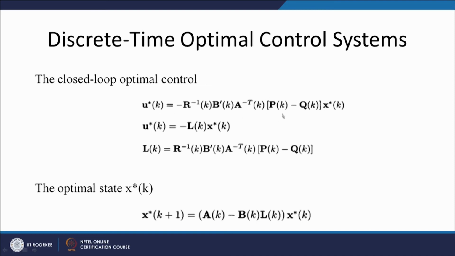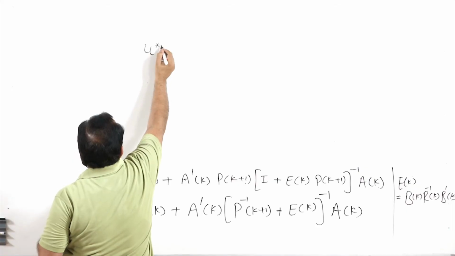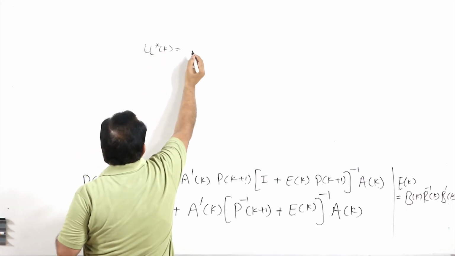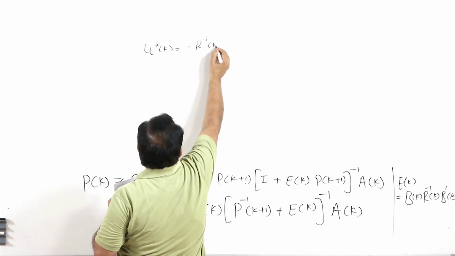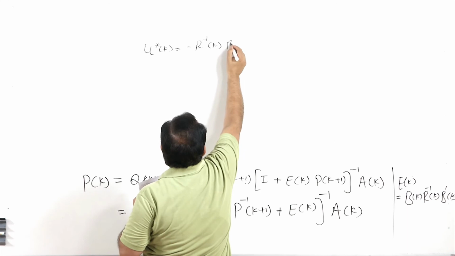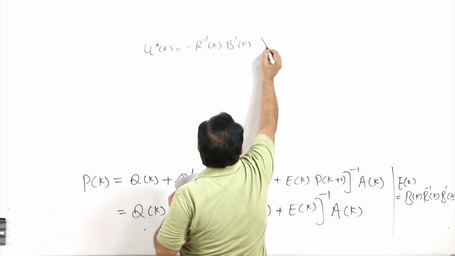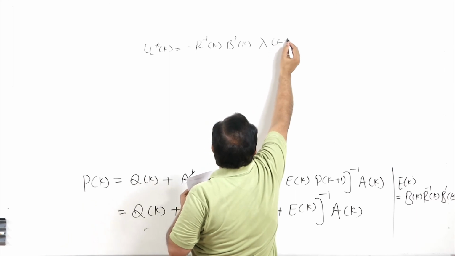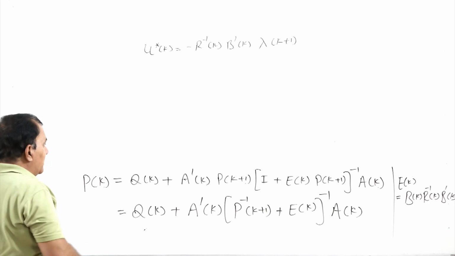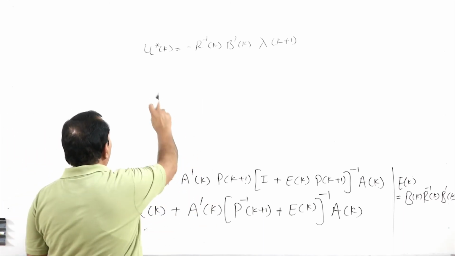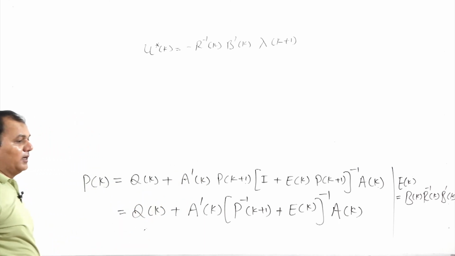What will be my uk? So, my uk is R inverse B prime lambda k plus 1. So, now we have to see how we can represent u in terms of P.